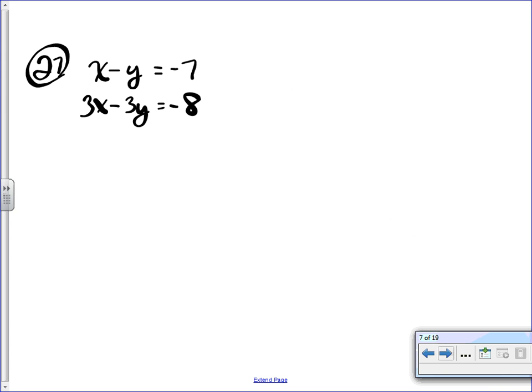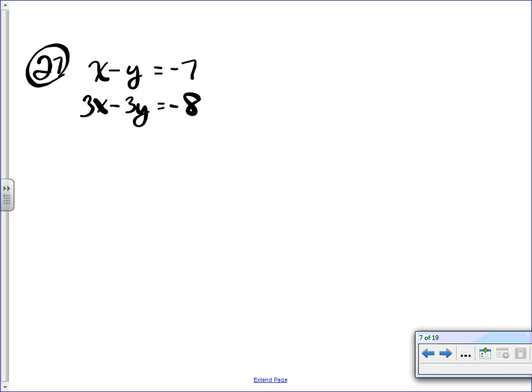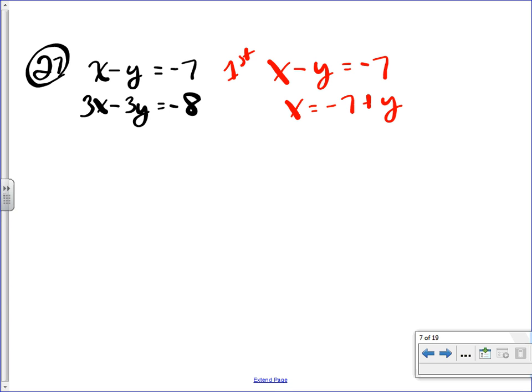All right, for number 27, this time instead of using the elimination method, they want me to use the substitution method. Now notice there's only one of those, and that's because this one does take a little more work. So what I'm going to do is take that first equation and get one of the letters by itself. I'm going to get the x by itself, because all I need to do is move the y to the other side, and we're going to do that by adding. This right here, I'm calling it my first step. I got a letter by itself.